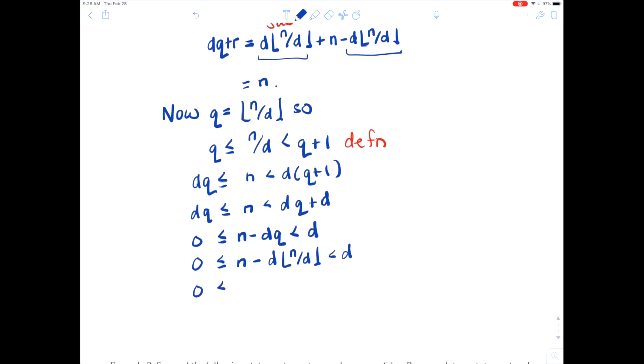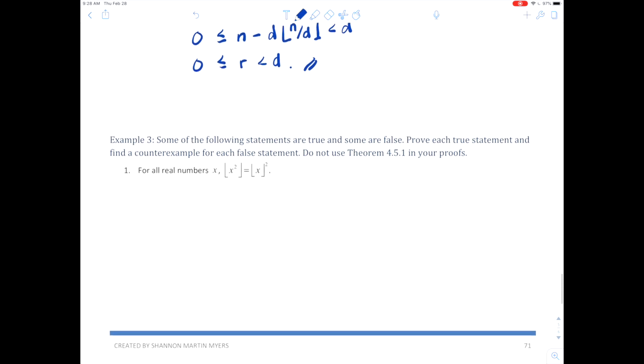And so by substitution, we've got 0 less than or equal to r, which is less than d. And we're done. Groovy? All right. Okay, example 3.